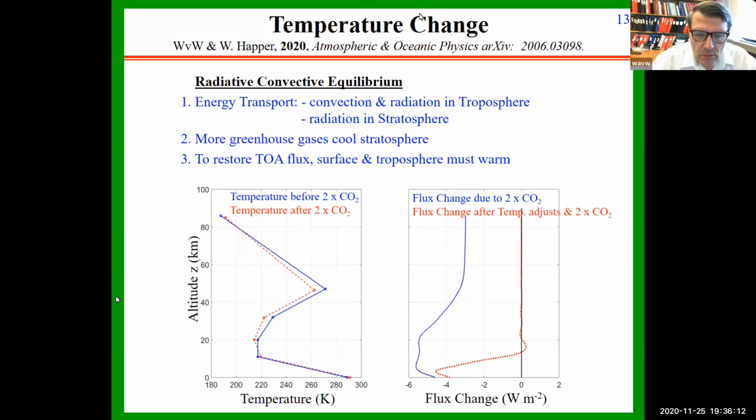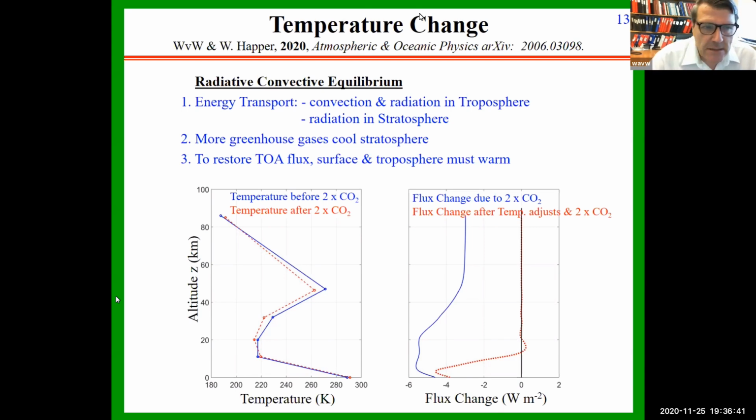So on the lower right, what we have plotted is that heat flux on the horizontal axis versus altitude on the vertical axis. And you see when we double our CO2, the heat flux shifts quite dramatically, about 3 watts per square meter at the top of the atmosphere.